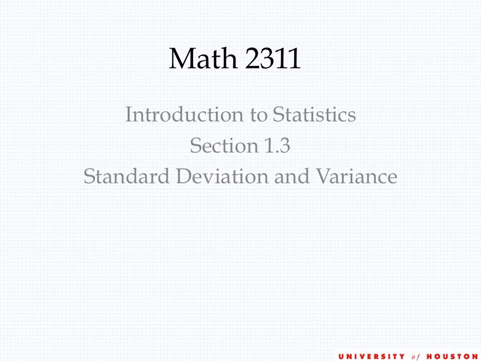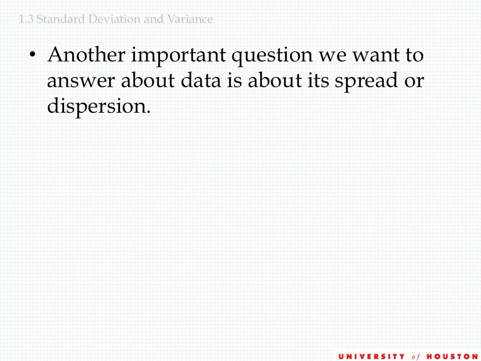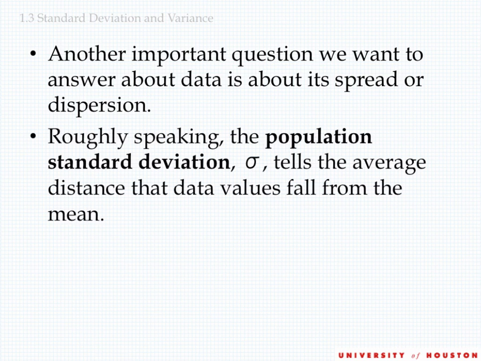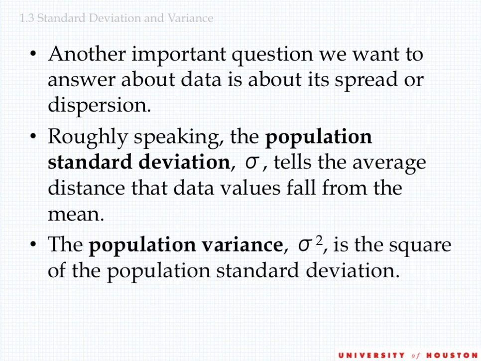Standard deviation and variance. Another important question that we want to answer about data is regarding its spread or dispersion. Roughly speaking, the population standard deviation, sigma, tells us the average distance that data falls from the mean. The population variance, sigma squared, is the square of the population standard deviation.